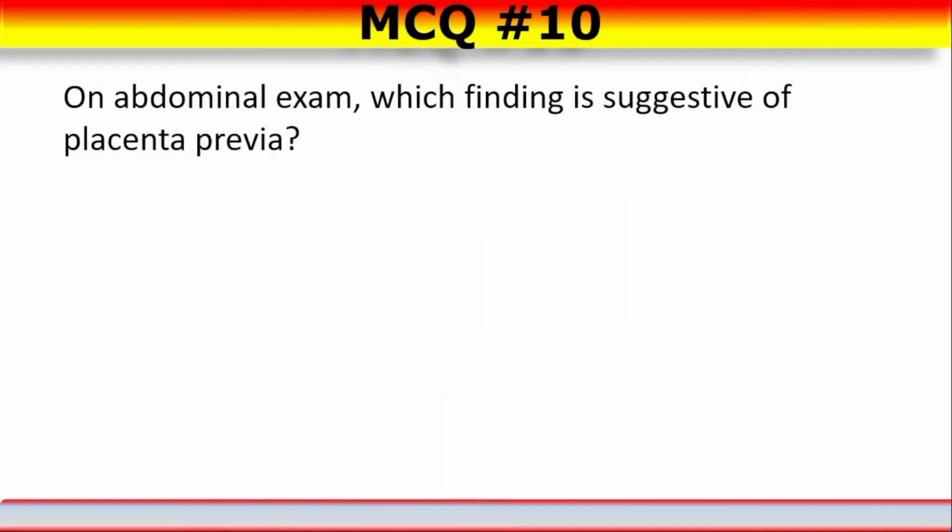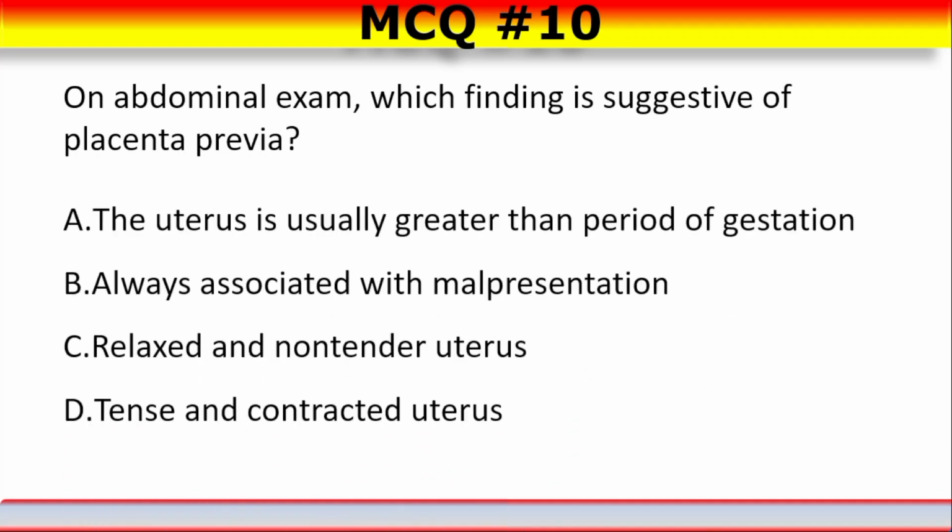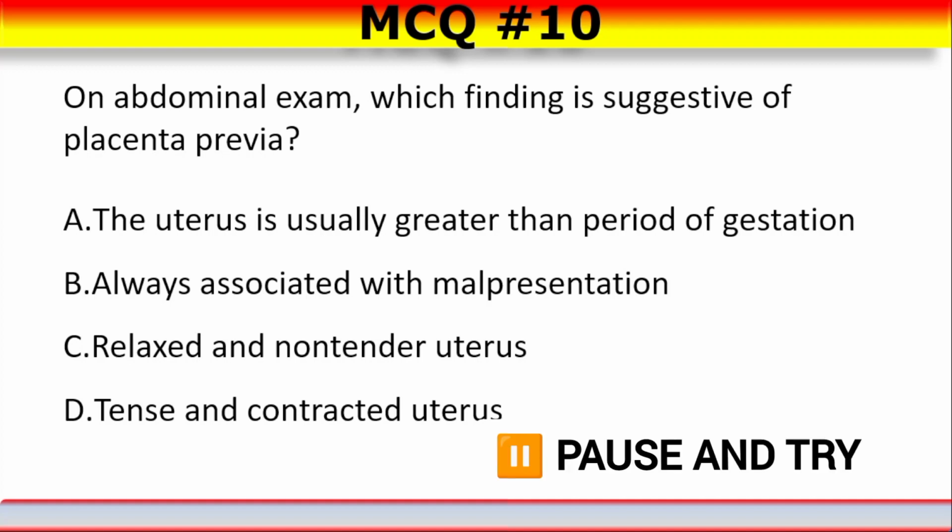Question number 10. On abdominal exam, which finding is suggestive of placenta previa? A. The uterus is usually greater than the period of gestation. B. Always associated with malpresentation. C. Relaxed and non-tender uterus. D. Tense and contracted uterus.